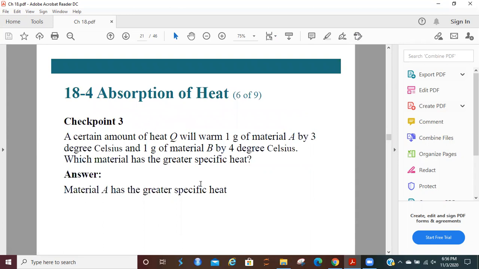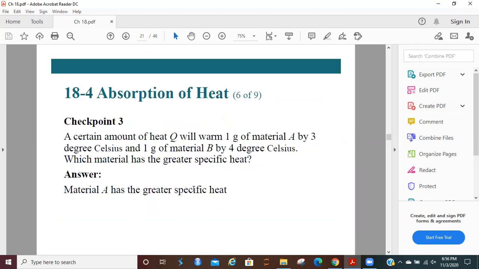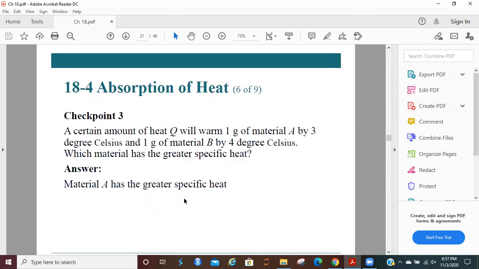We're using the same amount of heat for each type of material. So Q is always going to be the same in both cases. 1 gram is going to be heated of each material. Therefore, M is going to be the same. Now, what we're seeing here is that amount of heat is being applied to material A, and it's going to warm it by 3 degrees. For material B, it's going to be warmed by 4 degrees.